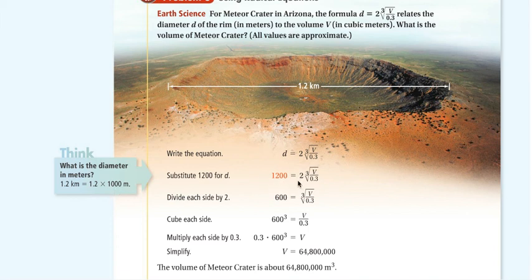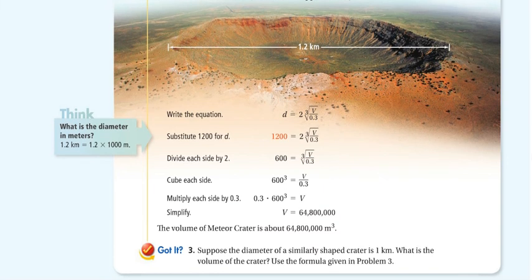All right, 1,200 equals 2 times the third root of V over 0.3. And we're going to divide both sides by 2 to get the radical by itself. We're going to remove the 2 by dividing. And then to get rid of the cube root, remember we're going to put a 3 on both sides, and the 3 will cancel out here, so we're just left with the inside of the radical, which we call the radicand. And then that division side, the reverse of the division is multiply, so we're going to multiply both sides by 0.3.